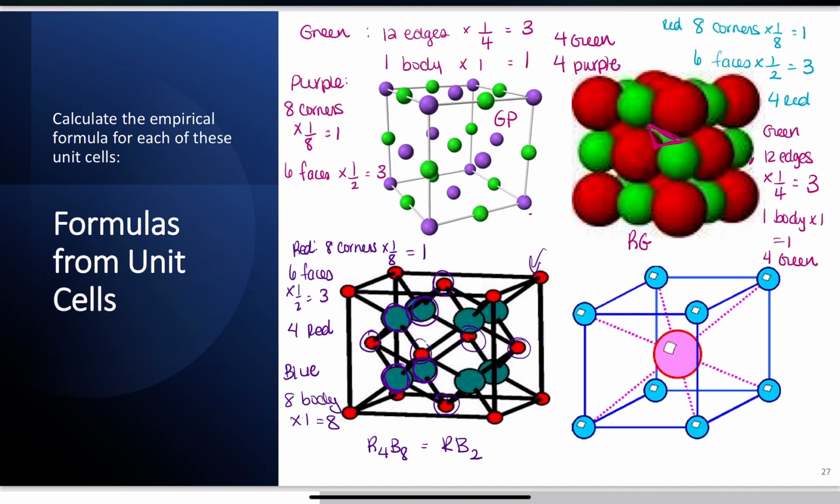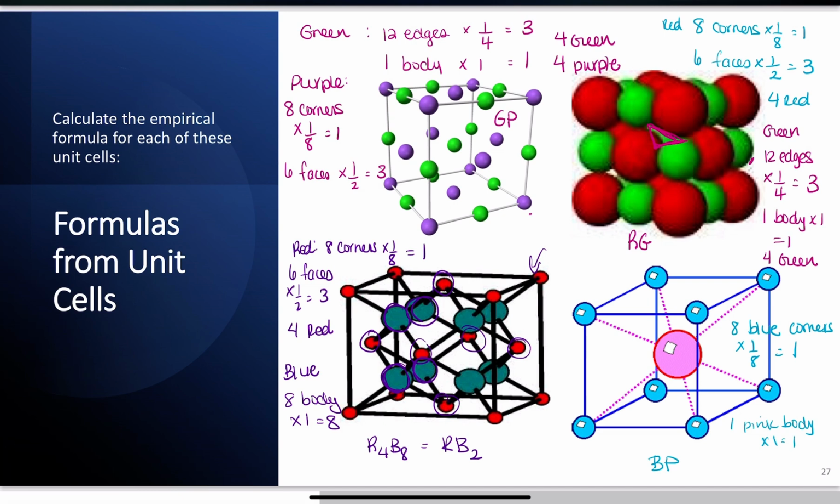And the last one, the pink blue over here, I've got 8 blue at my corners times 1/8 gives me 1. I've got 1 pink body, gives me 1. So blue, pink, or BP.